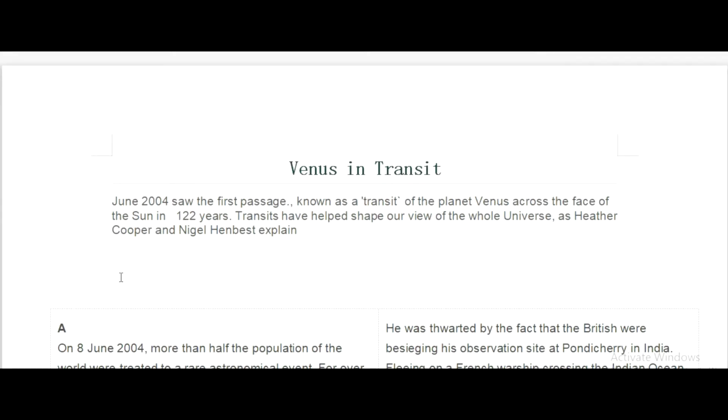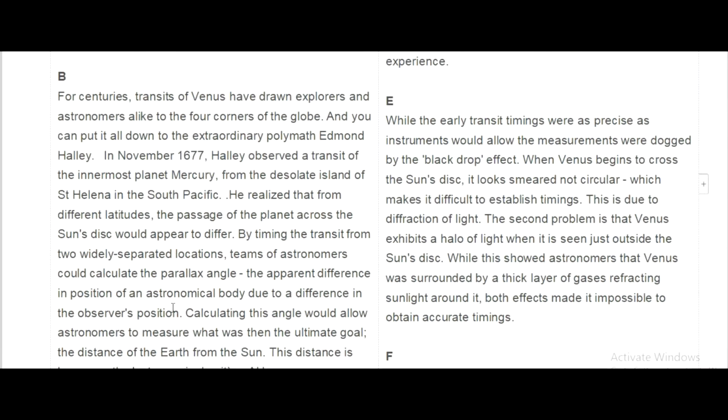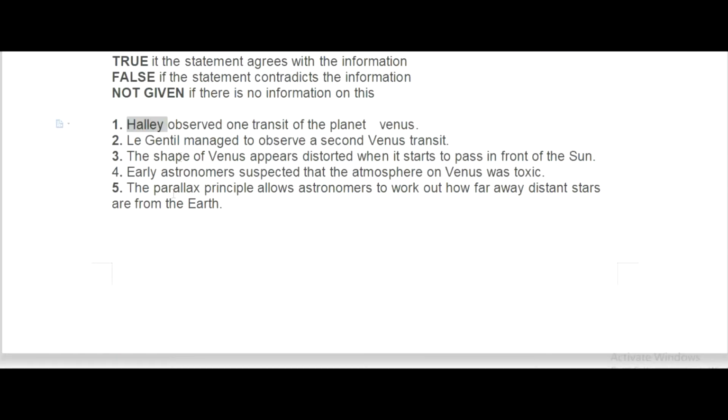So like always, we are going straight down to our questions, and we're going to start right here by underlining or circling our keywords in each one of these questions. In the first question, I'm going to mark Halley because it's going to be our first keyword. Observed is our second keyword. Transit, planet Venus. Remember, keywords are the words that are nouns, verbs, adverbs, adjectives. All of these can be useful keywords for us.